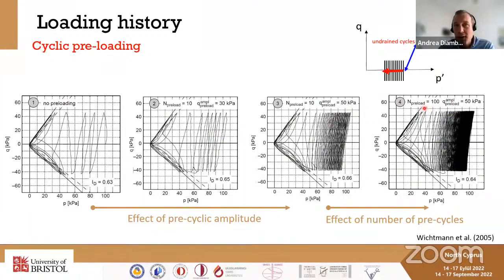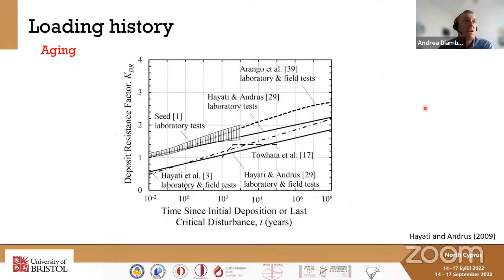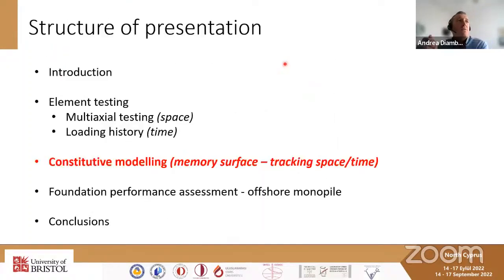But stress history is not the only important component, there is also aging. And I don't want to go too much into this because we have seen the presentations by, again, Professor Cetin and Professor Rob Moss, who gave a very exhaustive overview of how important it is to consider aging, so history, in our liquefaction resistance. Okay, so space and time are two important components.